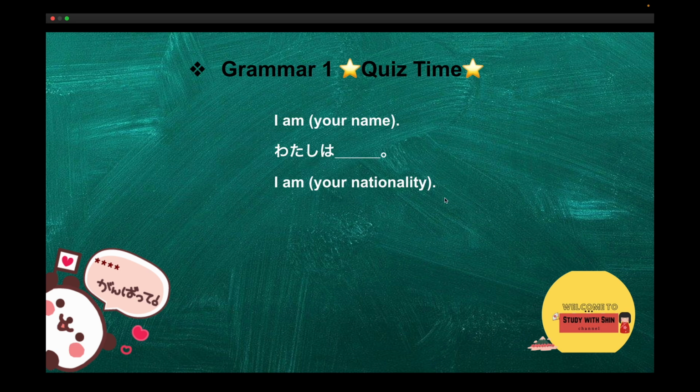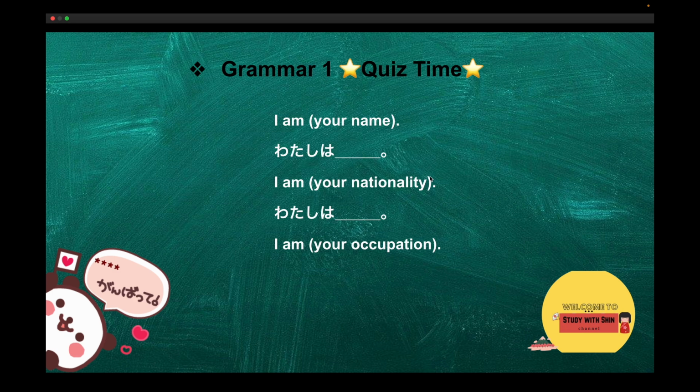So can you try to say this in Japanese? Here, let's take a look and try our best to say it. Like I said, I am means watashi wa. And then you say your nationality. If you don't know how to say your nationality, you can always use a dictionary or Google Translate and just type your nationality, and then you can learn these words in Japanese.